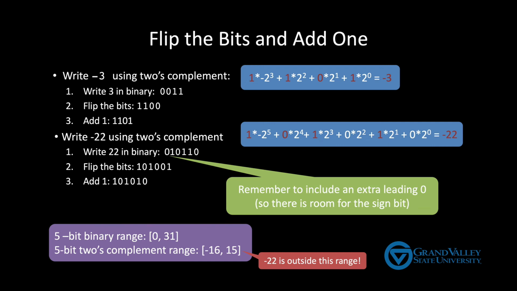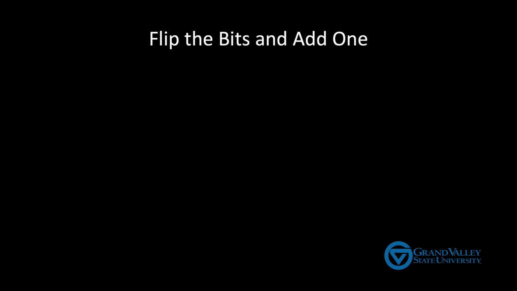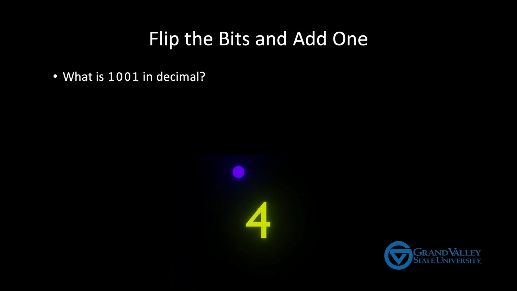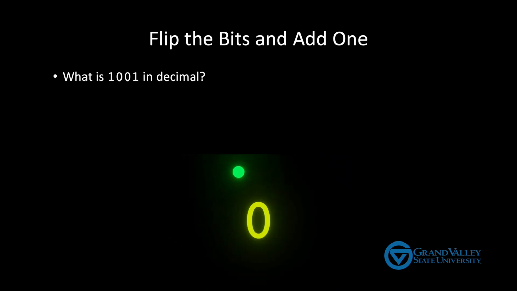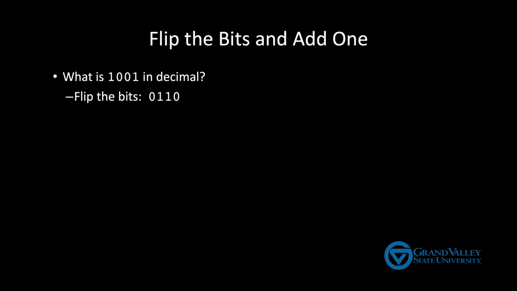Now this technique of flipping the bits and adding 1 works in both directions. So try it out. What is 1001 in decimal? Well, flip the bits, 0110, add 1, that's 0111. So 0111 is 7, which means the 2's complement value is -7.